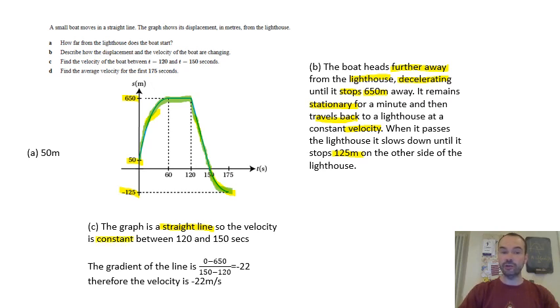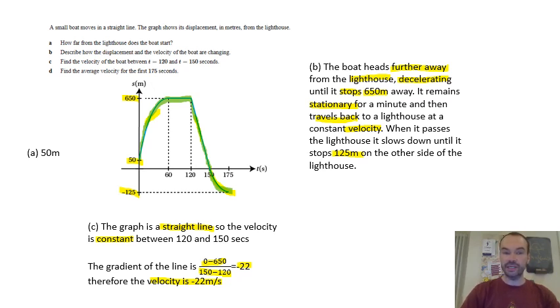So the velocity at 121 seconds is the same as the velocity at 122, at 125, at 145. Between 120 and 150 seconds, the velocity is the gradient of the line, which is the change in y divided by the change in x, minus 22. The velocity is minus 22 meters per second.